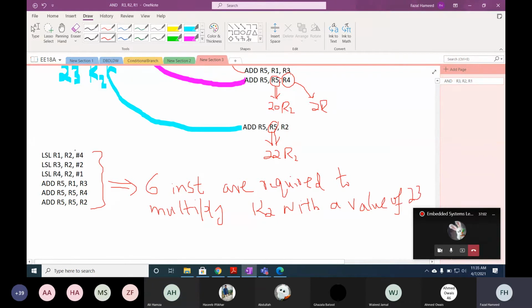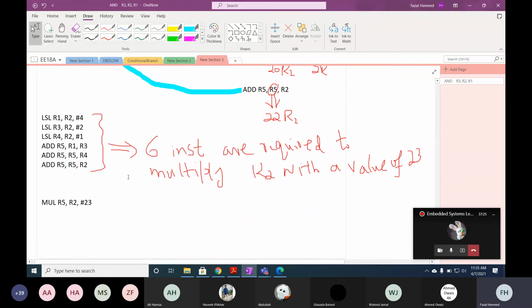Okay, now let's assume our architecture has one multiply instruction. So we can do all this with how many instructions? Multiply R5, R2, hash 23. Am I right or not? Now let's assume this multiply instruction takes 30 cycles, and let's assume a shift takes 2 cycles. So how many cycles are required to perform the above operation?